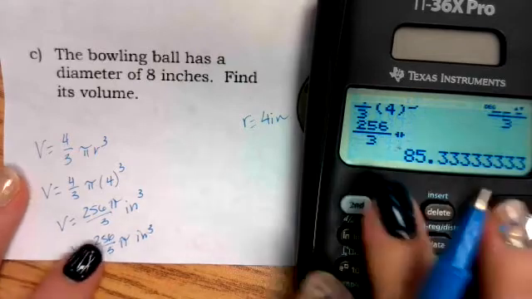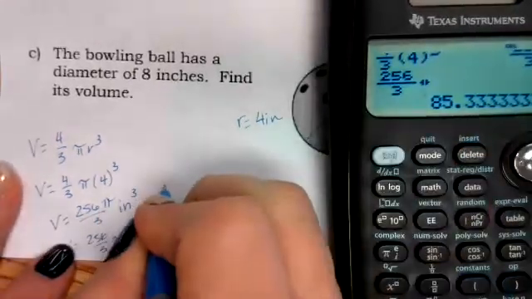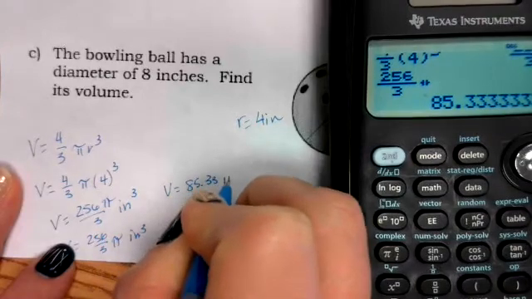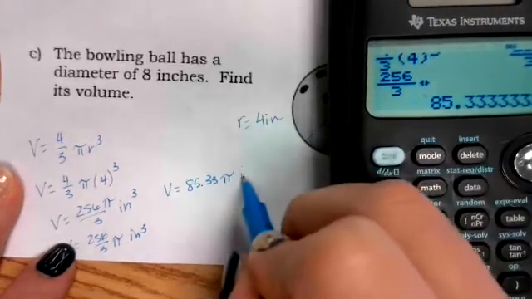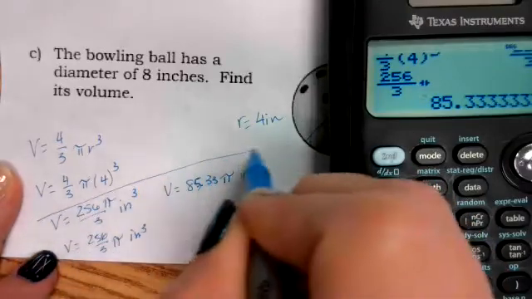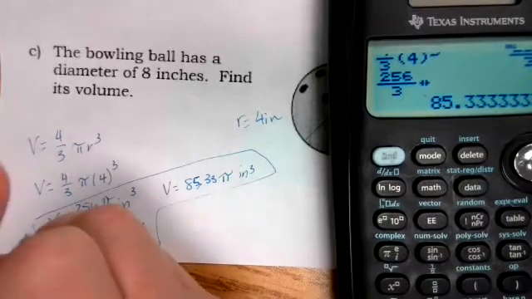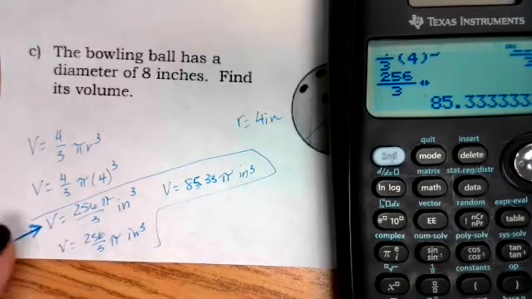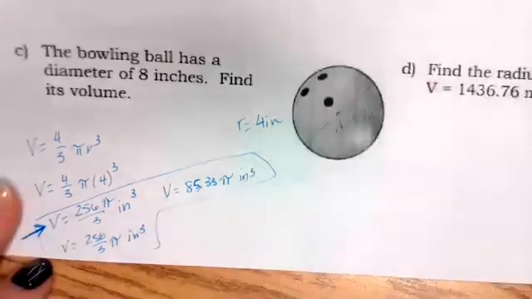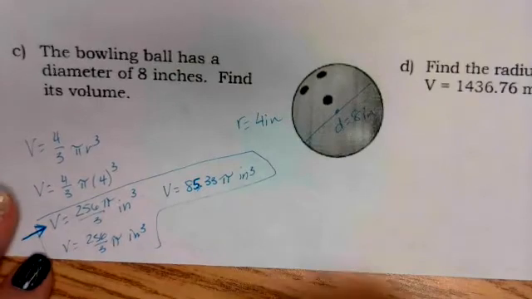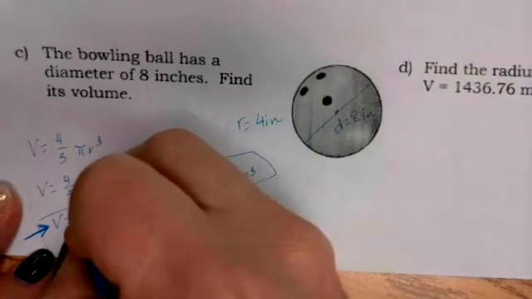I can find the decimal approximation for this. So 85.33 pi inches cubed. Any of these will work. I'll be honest, I like it coming straight out of the calculator. It's the most concise, it's in there, but any of these will work as an answer. All right, I have one more example with spheres.